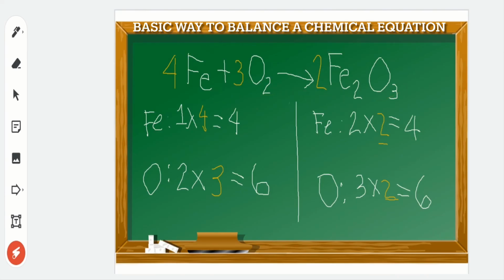So, pag isusulat natin ang ating ratio dito, ang ratio niya, ibig sabihin, 4 iron is to 3 molecules of oxygen is to 2 molecules of iron 3 oxide. So yan yung ratio ng ating chemical equation. 4 is to 3 is to 2. So again, this is the basic way on how to balance a chemical equation. Yung mga simple na chemical equation.